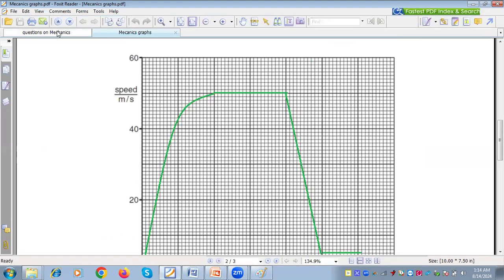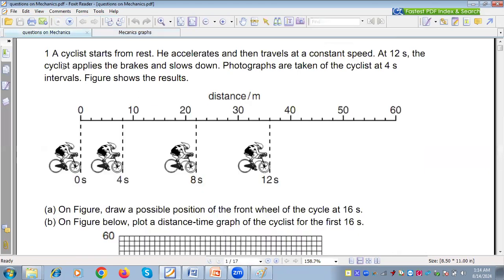The first question is regarding the motion of a cyclist who starts from rest. He accelerates and then travels at a constant speed. At 12 seconds, the cyclist applies the brakes and slows down. Photographs are taken of the cyclist at 4-second intervals. The figure shows the result.